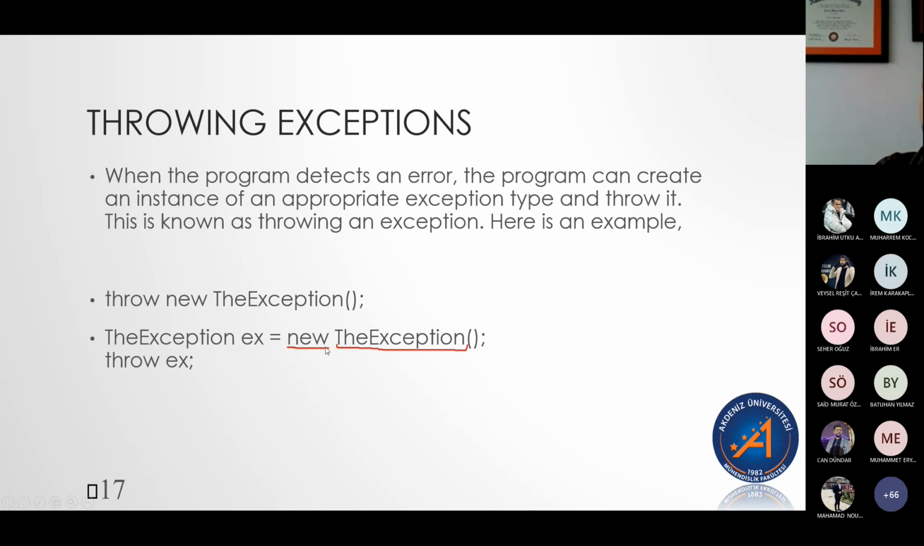Just like any other object, we can create a reference variable for it, if we want to, and we can assign it to that. We can throw through the reference variable, or we can throw by generating a new exception here. So when this line is executed, immediately this exception is generated, and if it is not caught, then it will continue up the method calling chain until it either does get caught or it ends the program.